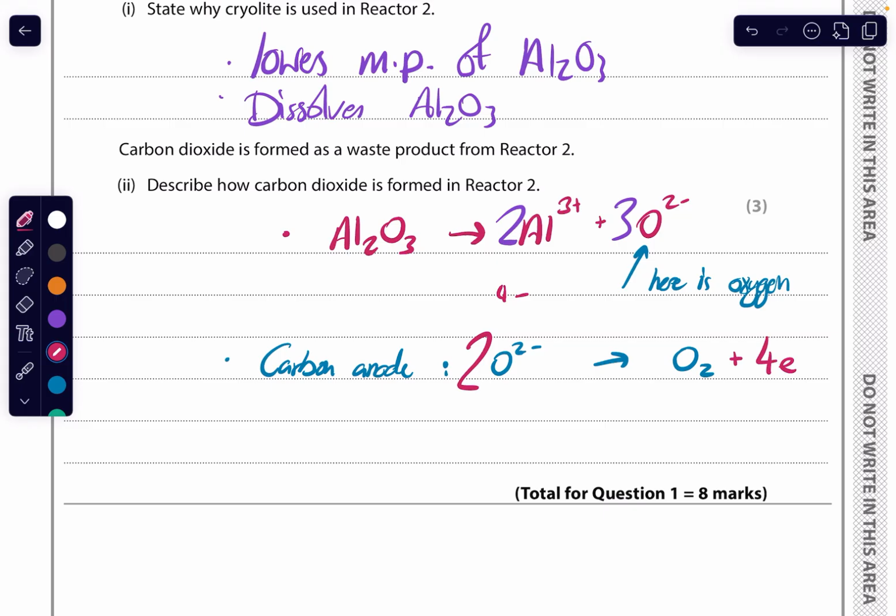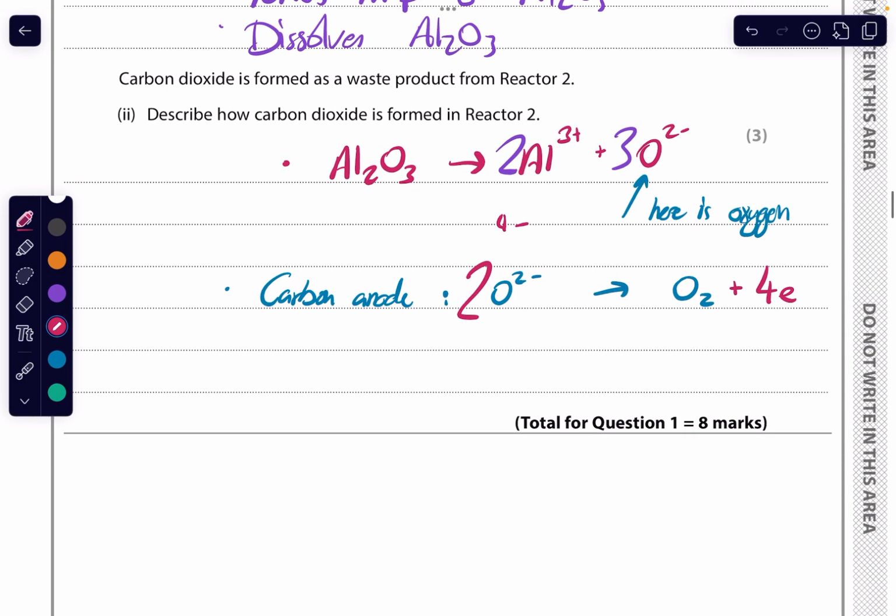After I've gone through the way that I would answer it, I'll show you what's on the mark scheme. So I've got my oxygen, I've got my carbon anode, and now I still need to explain where that carbon dioxide has come from. So at the carbon anode, this oxygen right here comes into contact with carbon. So I'm also going to do this. Carbon plus O2 goes to CO2. And there's my final answer. You can see that it produces that CO2.